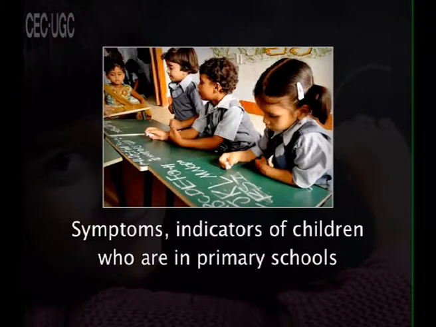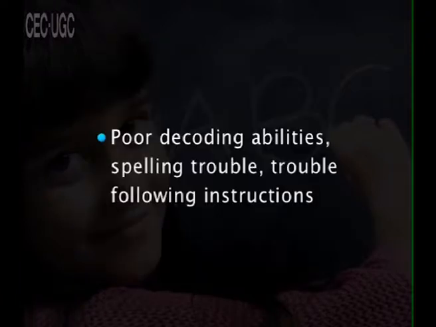Here we have symptoms, indicators of children who are in primary schools. Poor decoding abilities, spelling trouble, trouble following instructions. Again, we have seen that when the teacher gives 2-3 instructions at the same time, the child will have tremendous difficulty in understanding.